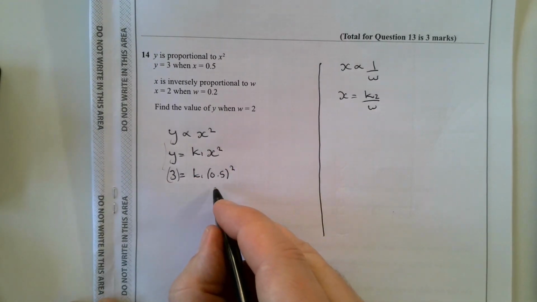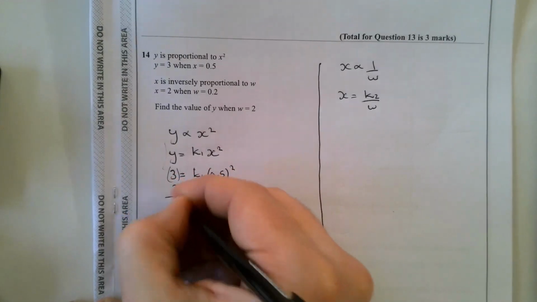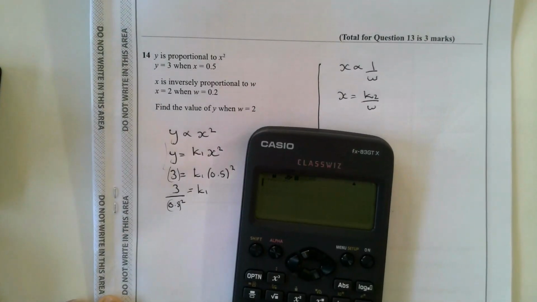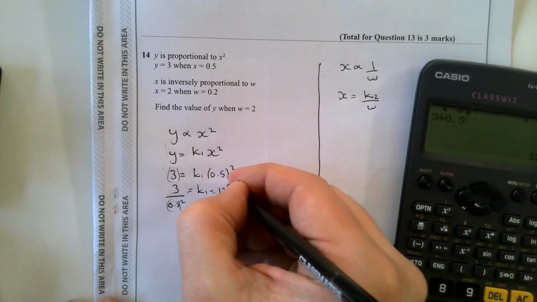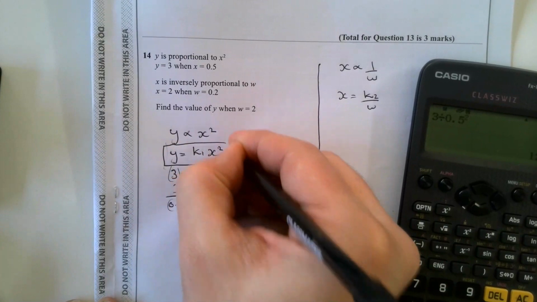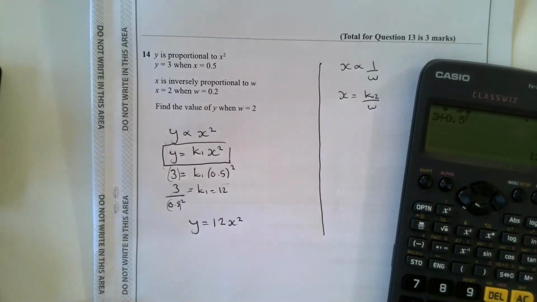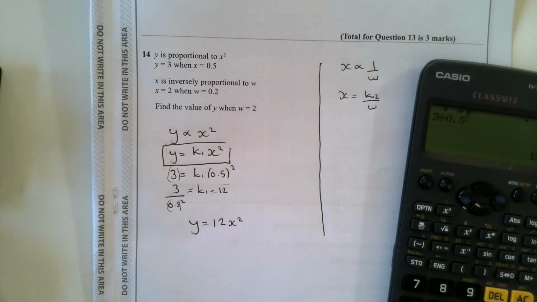So how do I get rid of times by a half squared? I'm going to divide both sides by a half squared. So I'm going to type that into my calculator. 3 divided by 0.5 squared. And that gives me that is worth 12. So I now know that k1 is 12. So I'm going to write this equation, y equals 12 times x squared. And for getting to there, I've got a mark.